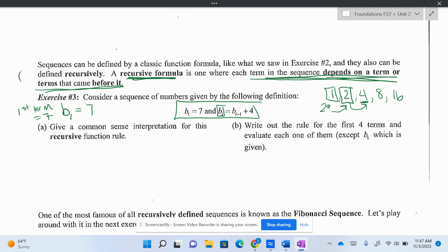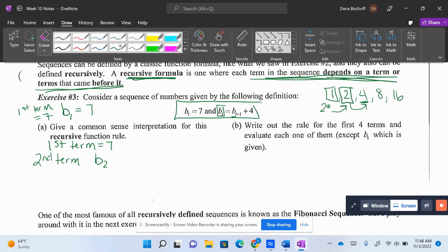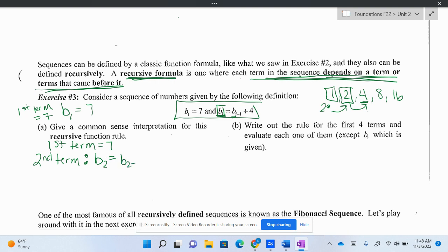So I'm going to write here that the first term is 7. So if I want to find the second term, I'm going to use this formula that says b to the I while I'm looking for the second term. So b to the 2 equals, let me put a colon there. So I'm looking for the second term, which is b to the 2. That's where we are right here, b to the 2. Well, b to the 2 equals b to the 2 minus 1, which is what? What's 2 minus 1? What term is that?